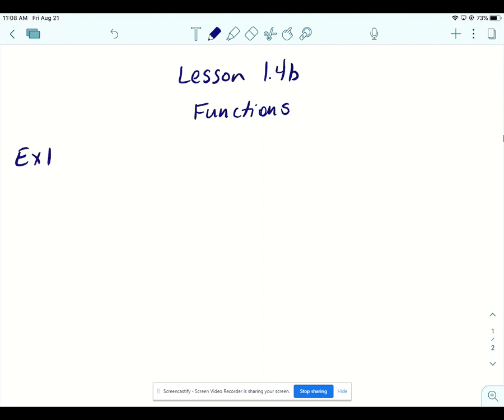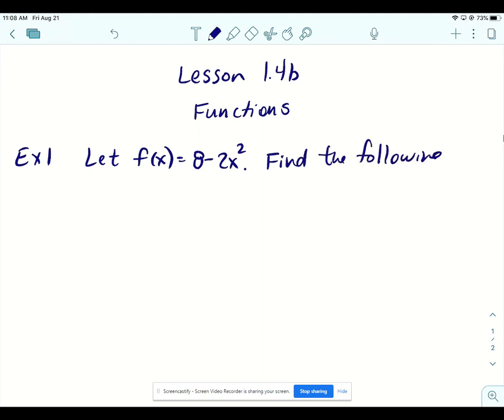So our first example, our directions are to let f of x equal 8 minus 2x squared, and we're going to find the following. All right, the first thing that we're going to find is f of negative 4. When you have a function, you can use the notation f of x or g of x or h of x. When you see f and then in parentheses negative 4, those parentheses do not mean multiplication. They mean find the value of the function when x equals negative 4. So we will substitute negative 4 in for x.